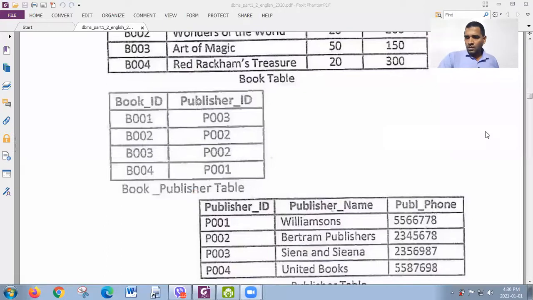Okay, I want someone. Who is it? Sarvesh. What's the primary key in book publisher table? Book ID. One more. Who is it? Savarshini. Book ID. Aksaran. Book ID. Dharmida.